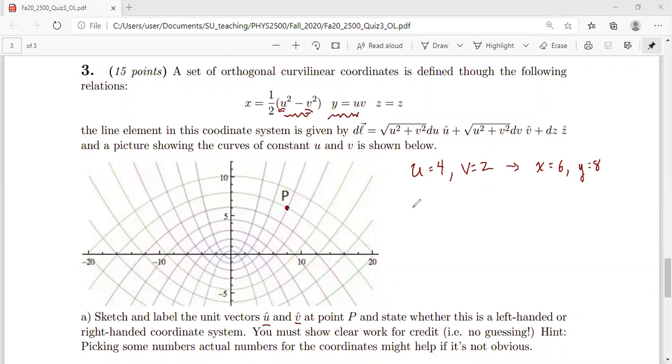So the question is, if I didn't know how to read the equations directly, how would I find u hat? Well, u hat is the direction where u is increasing. So let me just do the exact same thing and make u not equal to 4, but equal to 4.1 and keep v the same. So I'm going to give away a little bit of the answer here. Essentially what I'm doing is I'm staying along one of these lines of constant v, and I'm going to the next line of constant u.